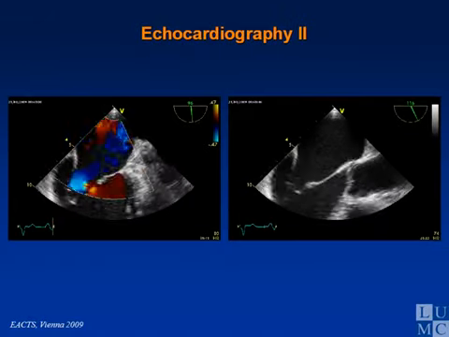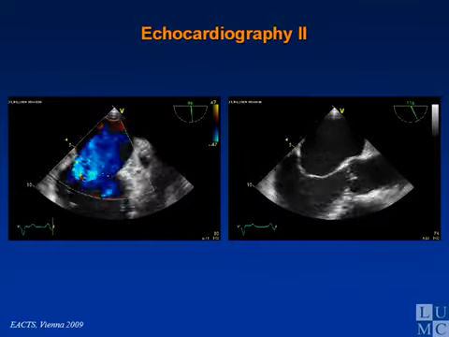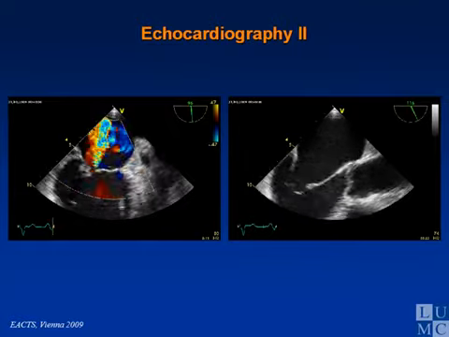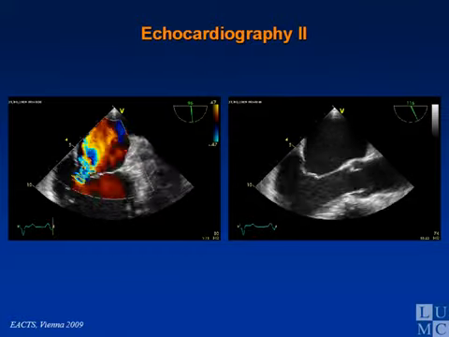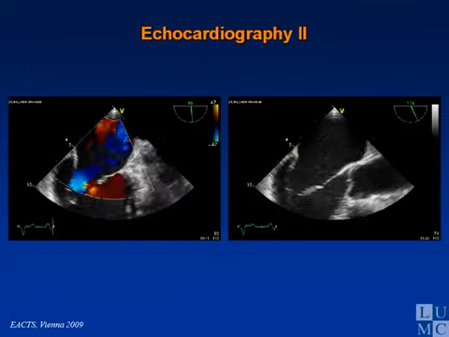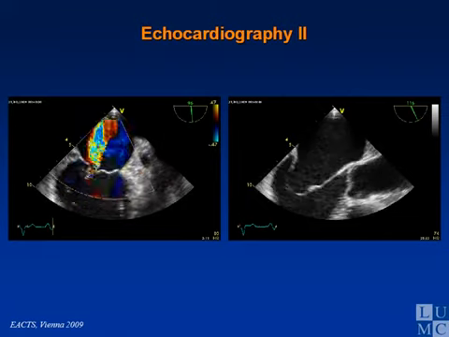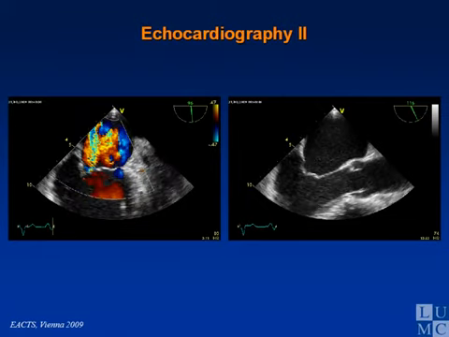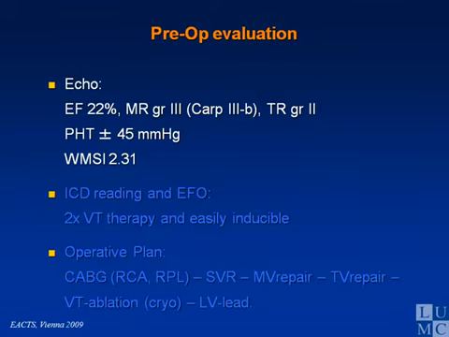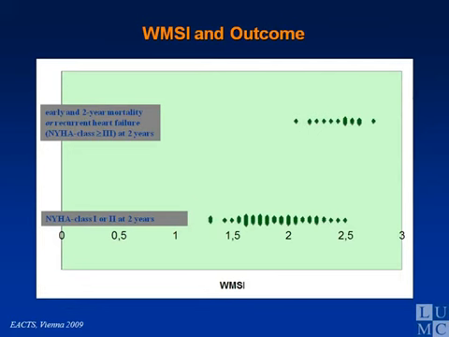Some serious mitral regurgitation. Ischemic mitral or functional mitral with the akinetic or hypokinetic posterior wall, systolic retraction of both leaflets, mainly in the posterior, but it's a central leak, so both leaflets were retracted. So his ejection fraction was 22%, MR grade 3, his TR was grade 2, pulmonary hypertension was estimated, PA pressure was 45, and his wall motion score index was 2.31. And I'll show you why we think that it's important.